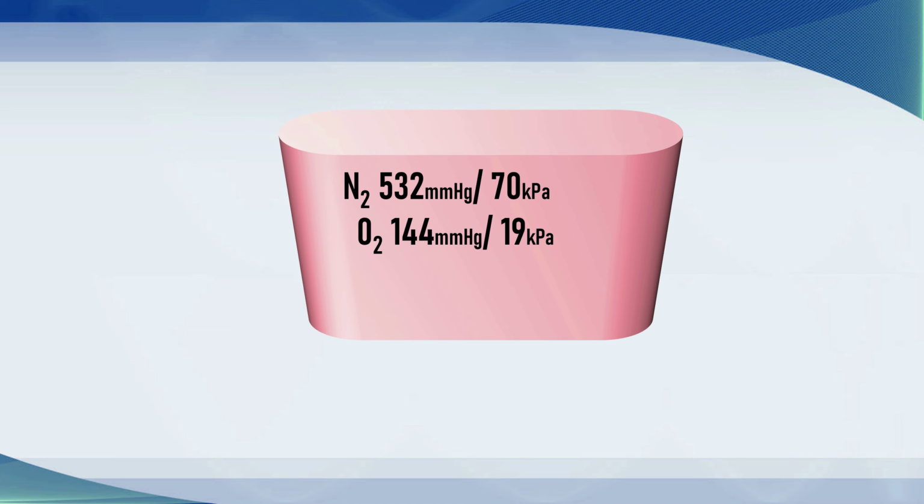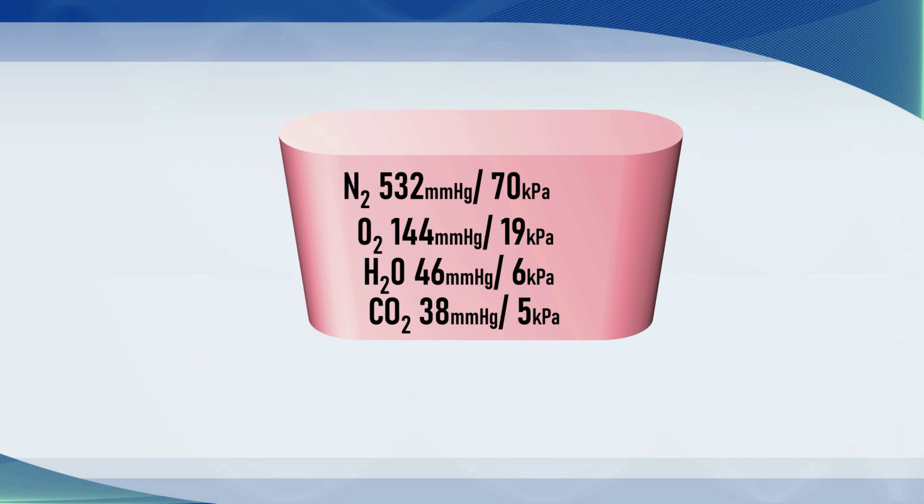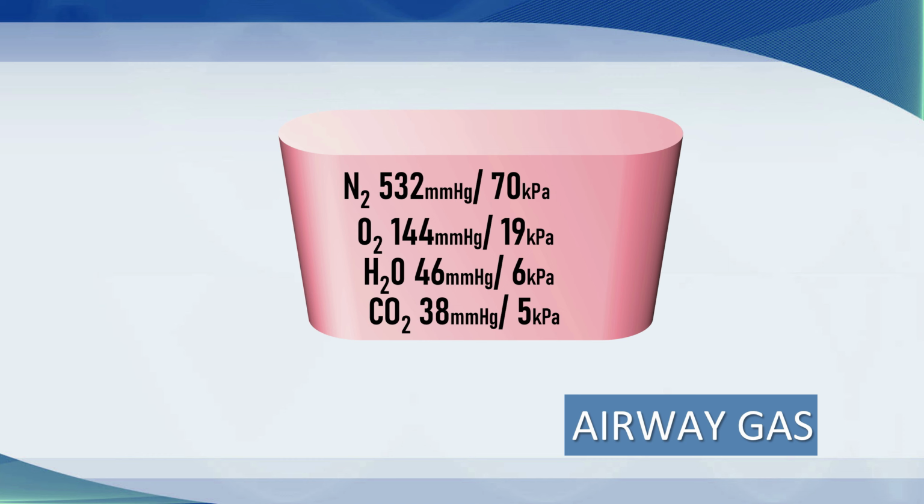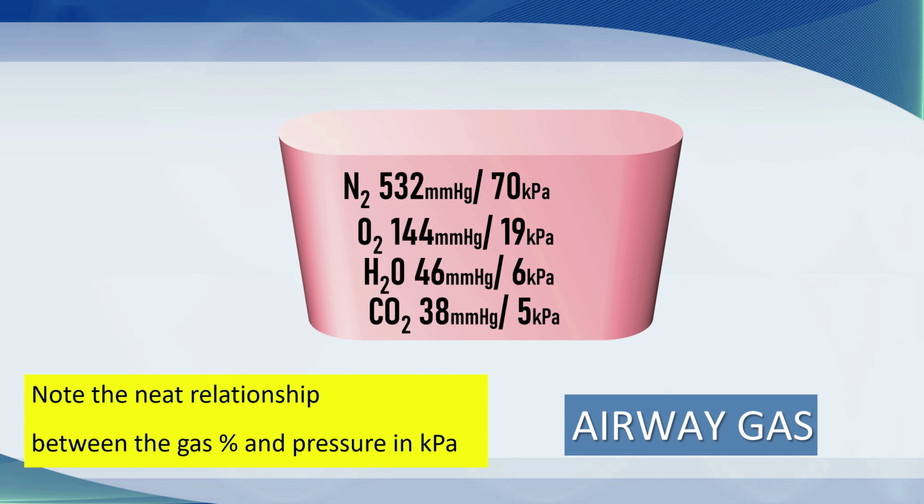19 kilopascals. We can put in some water vapor in here, 6%, and that works out at 46 millimeters of mercury. How did I figure that out? This is 760 multiplied by 6%, 46 millimeters of mercury, or 6 kilopascals. You'll see the 6 looks very, very like the 6% here. And finally, carbon dioxide, 5%, 38 millimeters of mercury, or 5 kilopascals. This looks a bit like airway gas. It's not exactly how you measure airway gas, but it's nice to see that neat relationship between the percentage of gas and the pressure in kilopascals, one of the advantages of using kilopascals.